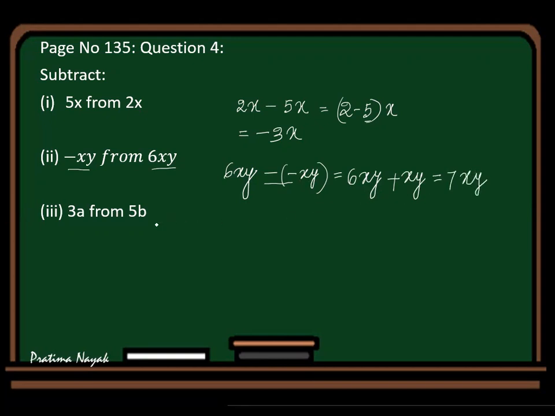Now coming to the third one, subtract 3a plus 5 from 5b. So 5b minus 3a. Is it possible to simplify? No. Why? Because they are unlike terms. One is b, one is a, so no more simplification. So what will be the answer? The answer will be the same, 5b minus 3a.